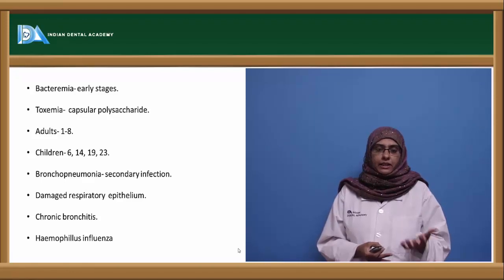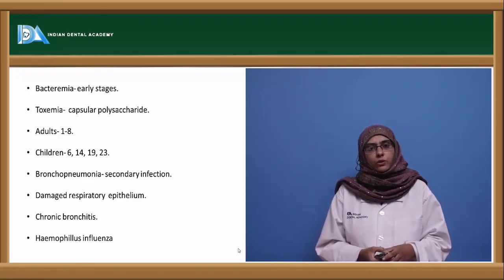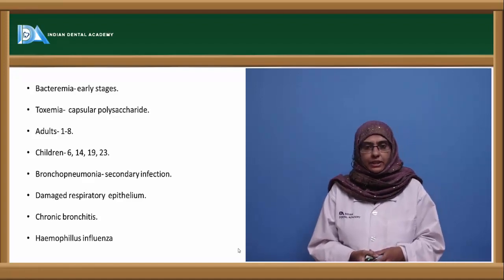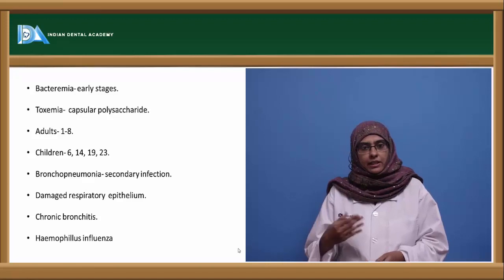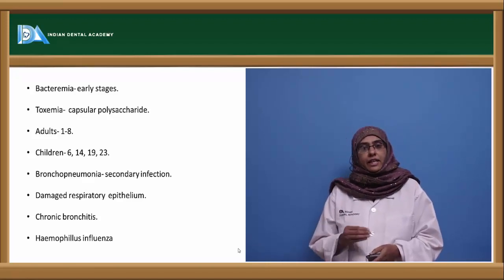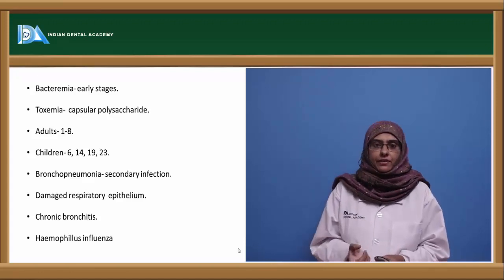And in the adults, the strains that are mostly responsible for the pneumonia are types 1 to 8, and in the children it is 6, 14, 19 and 23. And apart from that, the other infections that are caused by pneumococcus are bronchopneumonia, which is a characteristic feature of this organism, that it is able to cause a secondary infection.